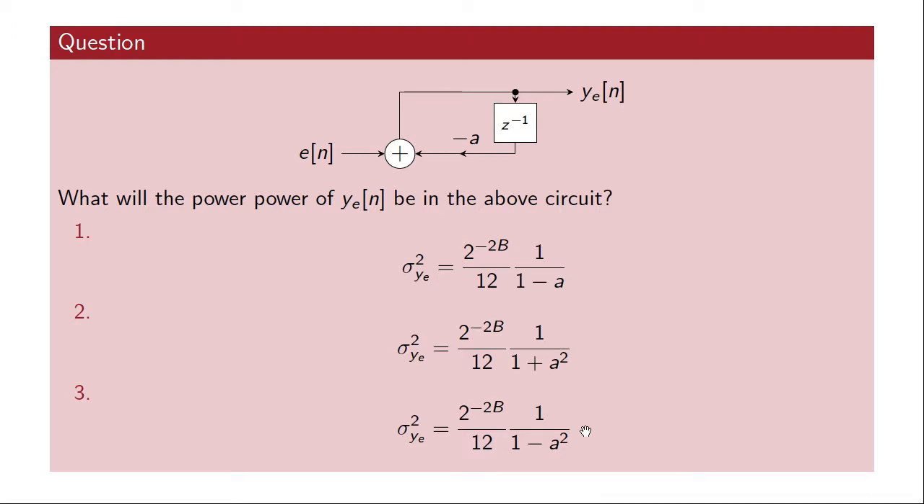The correct answer is option number 3. It would be 2 to the minus 2b over 12 multiplied by 1 over 1 minus a squared. And one simple way of seeing that this is the reasonable explanation is that if you chose a to be very close to unity, you would make the whole system very close to being unstable. So in particular, if a would be outside of the range minus 1 to 1, this would be an unstable system. So you would have an infinite amplification of the input noise at this point.